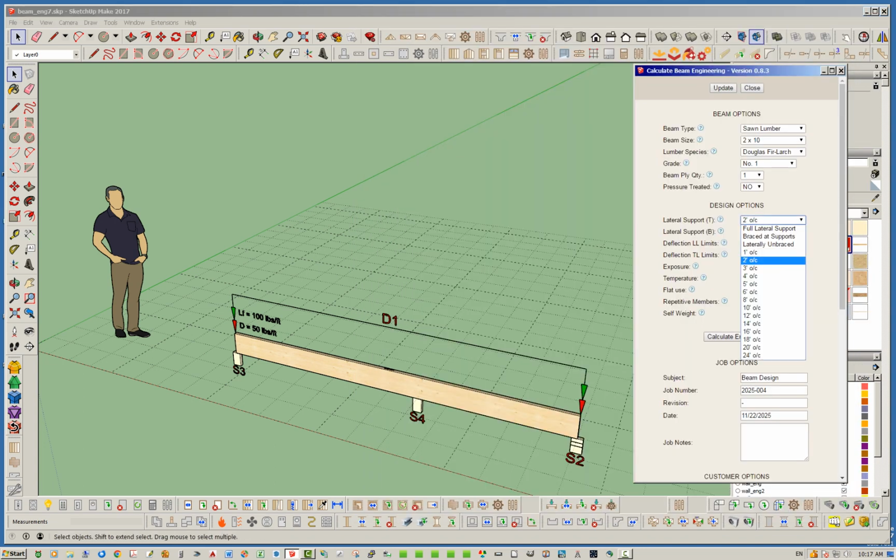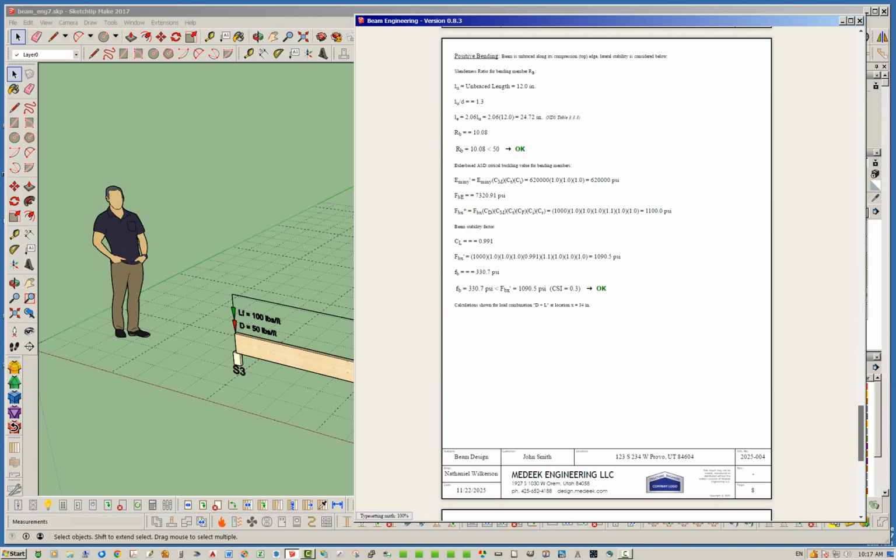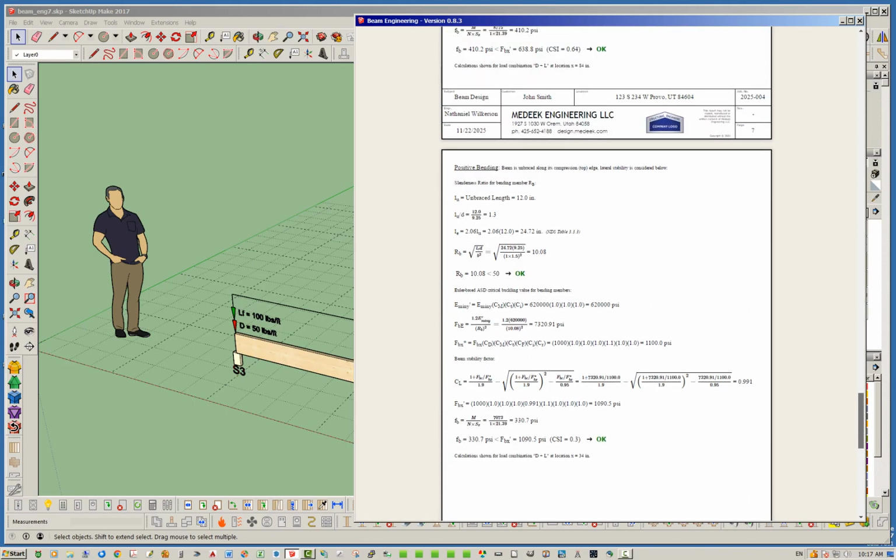Let's go ahead and set that to 1 foot on center, okay? So let's update that and run it again. And you're going to notice now, we scroll down to the positive bending. See, with 12 inches unbraced length, we now have 0.991, right? So yeah, it's approaching 1.